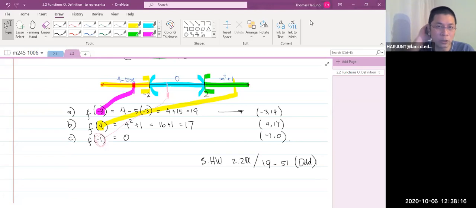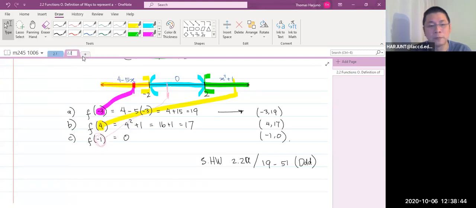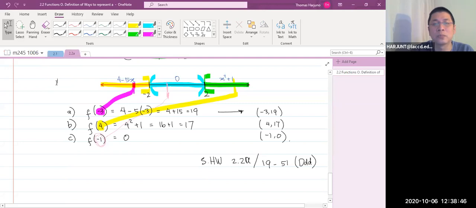Can the restricted domain be in interval notation too? The restricted domain, yes. But that's something we will learn when we come back from the test. The restricted domain in interval notation is actually the later part. Right after this, still in 2.2 part B, we will learn how to find the domain of a function.